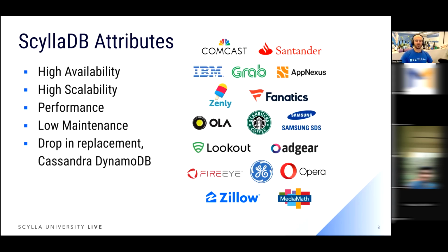Some of the attributes of ScyllaDB: high availability, I mentioned that. It's a distributed database. Data is replicated to multiple nodes, and that means that there's no single point of failure. Even if a single node or multiple nodes go down, the database can still serve requests. It also works with multiple data centers in multiple locations. The system is highly scalable, and that means that we can add and remove nodes without any downtime.